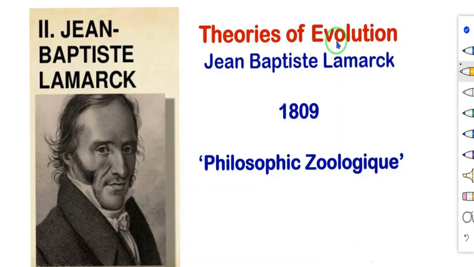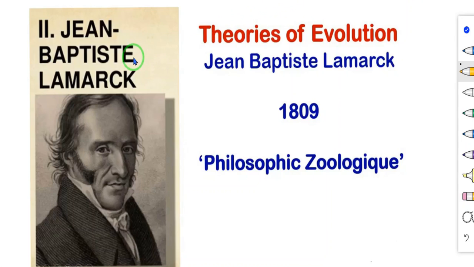Formation of new species due to changes in specific characters over several generations as response to natural selection is called evolution. So these natural changes are explained through the theories of evolution by Lamarck and Darwin. So first we are going to see Lamarckism.